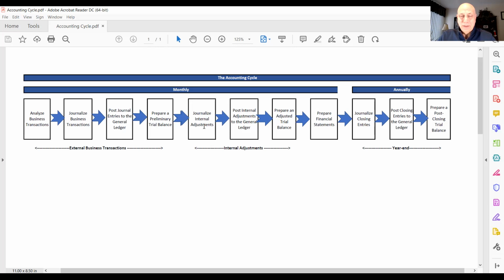Again, we're going to journalize some internal adjustments, post them to our ledger. We're going to use a worksheet to facilitate this, as I mentioned. We're going to prepare the adjusted trial balance, and then, bam, we can do our financial statements. Okay, so stay tuned as we go through this process. So I'm going to stop sharing my screen for a sec.